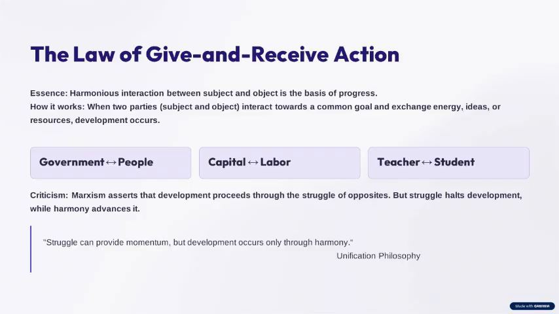Here I want to make an important point. Marxism teaches us that development happens through the struggle of opposites. Class struggle, the struggle between labor and capital. But let us look at reality. Struggle destroys. It halts production, tears society apart, leads to revolutions and civil wars. Struggle may provide an impulse, a push, but progress itself occurs precisely in periods of peace and cooperation.